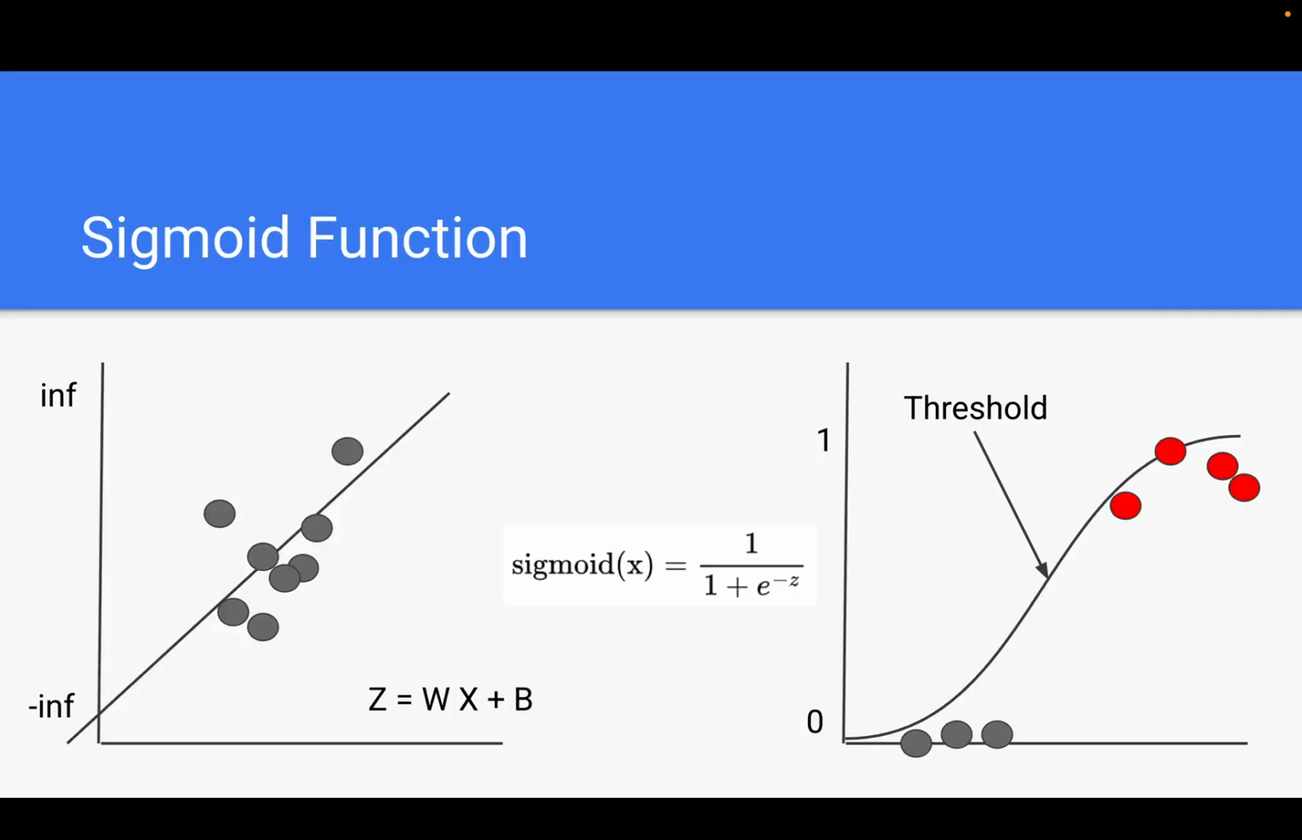For instance, consider we have this linear line represented by this linear function z is equal to wx plus b, which ranges between minus infinity and plus infinity. And we take this linear function and send it to the sigmoid function, which is nothing but 1 by 1 plus e power minus z. And we'll be getting something called a sigmoid curve, which represents the probability score which ranges between 0 and 1. Now you have to decide what is the threshold beyond which you will be terming a data point as class 0 or class 1. So based on that threshold, we'll be making the prediction.